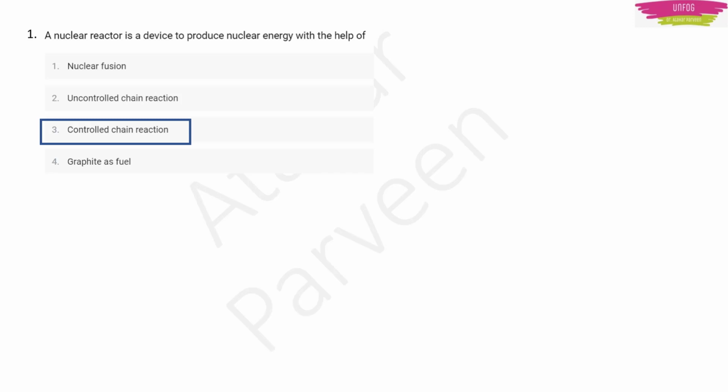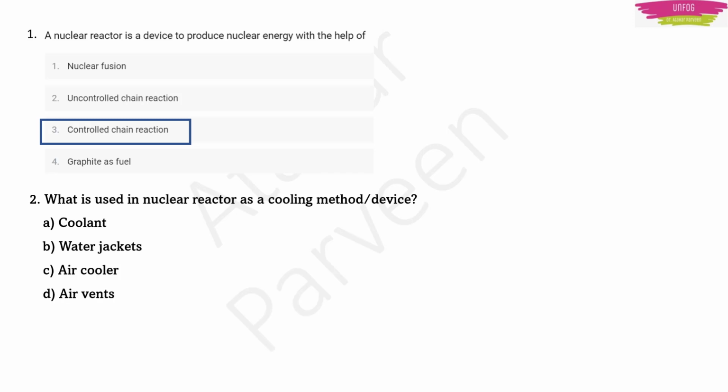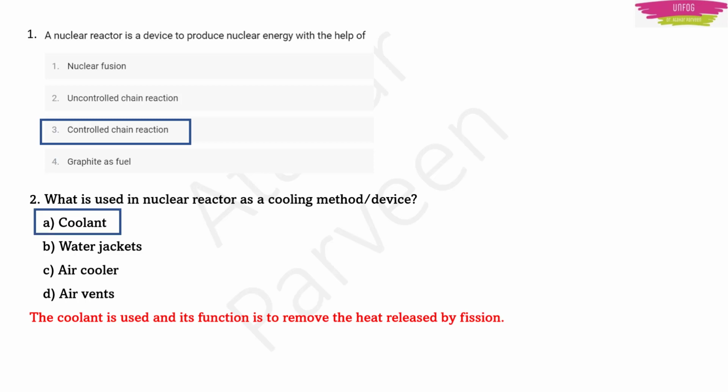Next question. What is used in a nuclear reactor as a cooling method or cooling device? Of course, it is the coolant. It is used and its function is to remove the heat released by fission. So option A will be the right answer.